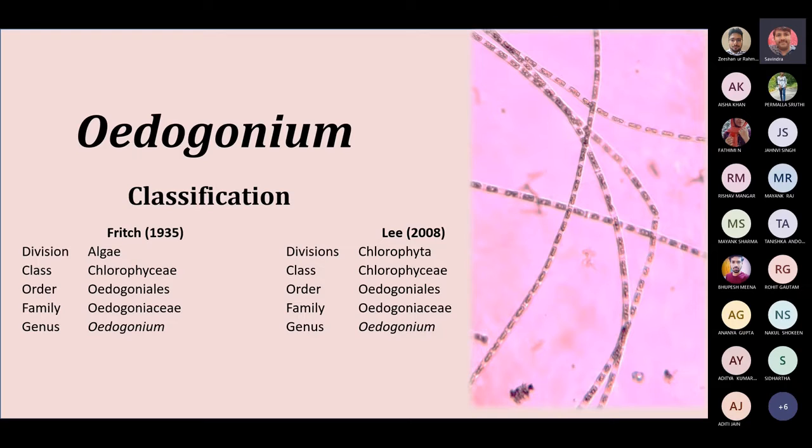So Oedogonium, as you know, is a member of green algae or the Chlorophyceae. And these are the two classifications given by Fritsch and Lee. There is no difference at all. If you see, Fritsch placed it under division Algae, then class Chlorophyceae, order Oedogoniales, family Oedogoniaceae, genus Oedogonium. Apart from putting it under division Chlorophyta, the rest of the things are almost the same even in Lee's classification. The justification of this classification will be discussed in the end. In this particular algae, we will justify up to genus level.